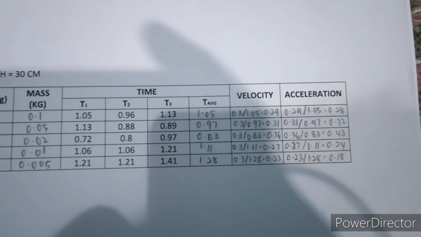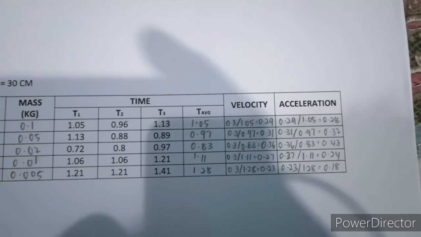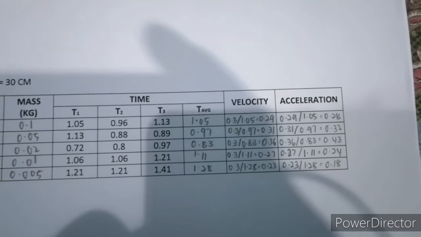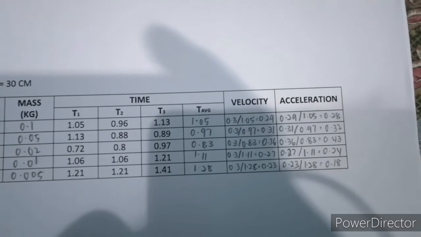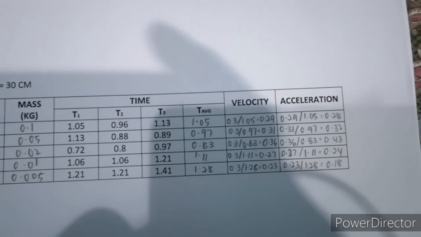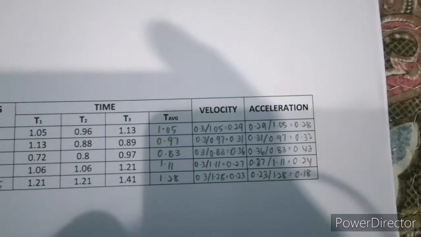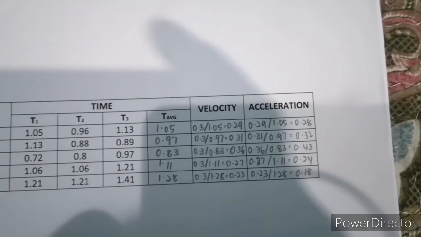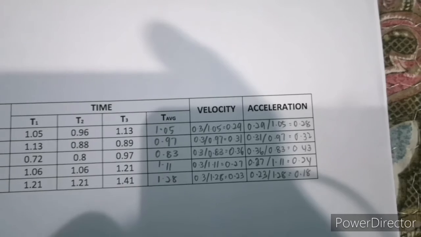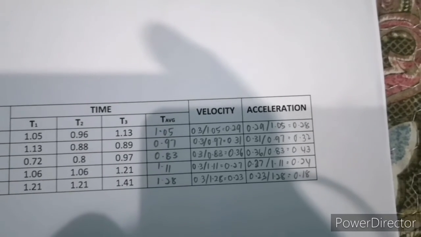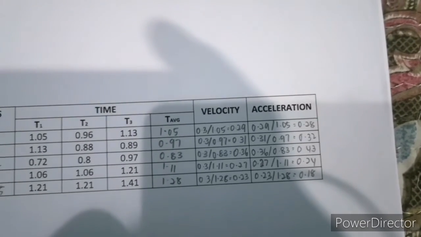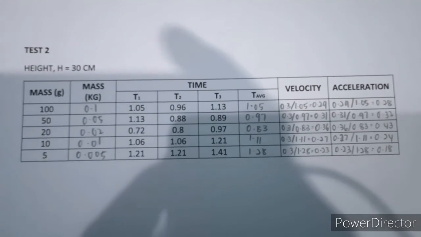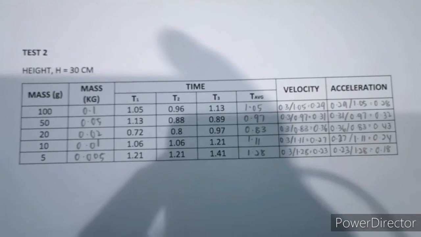And the answer for the velocity that you can see, 0.29 for the first, 0.31 for the second, 0.36 for the third, 0.27 for the fourth, and 0.23 for the last one, the fifth. And the acceleration, we got the answer for the first 0.28, 0.32 for the second, 0.43 for the third, and the fourth is 0.24, and the last one is 0.18. So that is the answer for table or result 2 for the test 2.